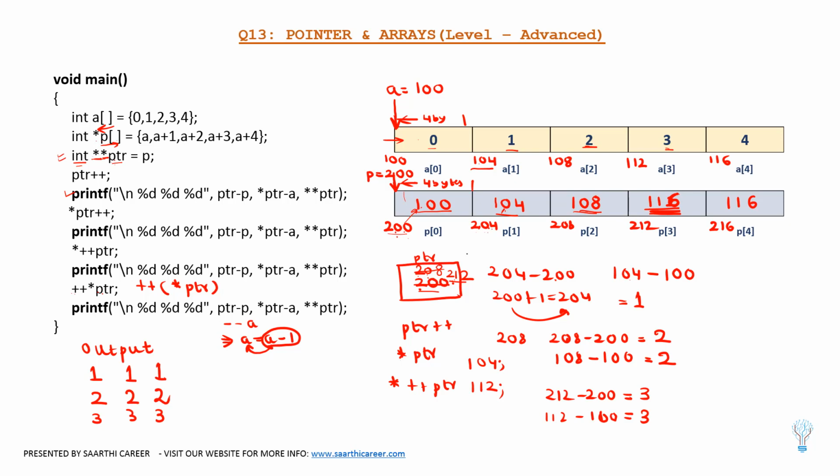ptr minus p. Now ptr is still 212. 212 minus 200, it's the same as the last question. So we go and replace it with 3. Then *ptr minus a. Now this is where the answers change. Star of ptr is now not 112 but 116 because of this statement. So 116 minus 100, we know that there can be 4 integers between 116 and 100, and hence the answer is 4. And **ptr, dereferencing 212 we get 116, and dereferencing 116 I get the value 4.